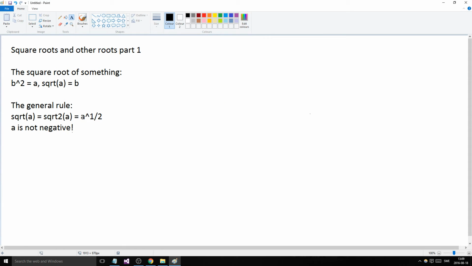Hey guys and girls, welcome back to another math tutorial here. Today we're just going through the first part of roots, which is the square root. Next tutorial we might go through cubic roots and stuff like that, but just bear with me this tutorial here.